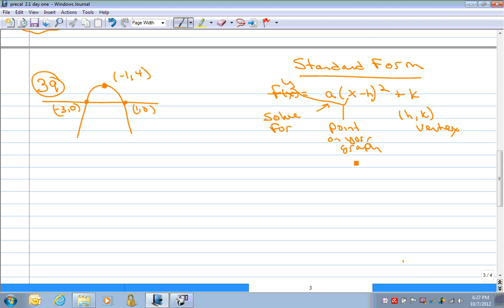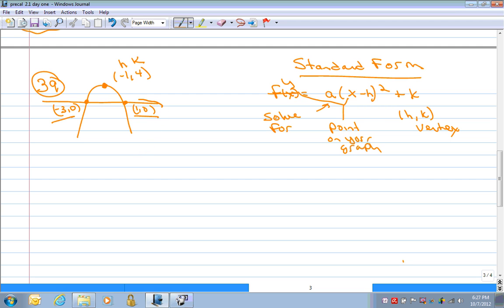So let's look at 39 over here, and we're going to identify a couple of things. Our h and our k is our vertex point, so we're going to go up here and label this h, k. I think that's really important. We also get to pick a point, x and y, that we're going to need. It does not matter if you pick the -3, 0 or the 1, 0. It will not matter. You'll get the same equation.